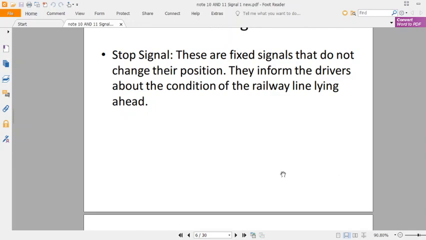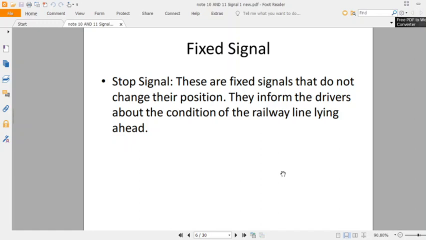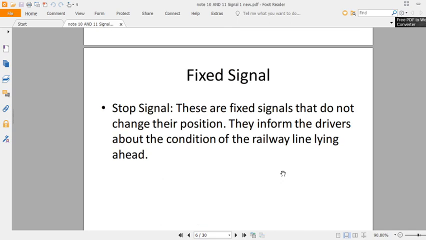Next is the fixed signal. These signals are visible and draw the attention of the driver because of their strategic position. Fixed signals are firmly fixed on the ground by the side of the track and can be further subdivided into stop signals. So what are stop signals? Stop signals are a type of fixed signal which do not change their position. They inform the driver about the condition of the railway line ahead of them.